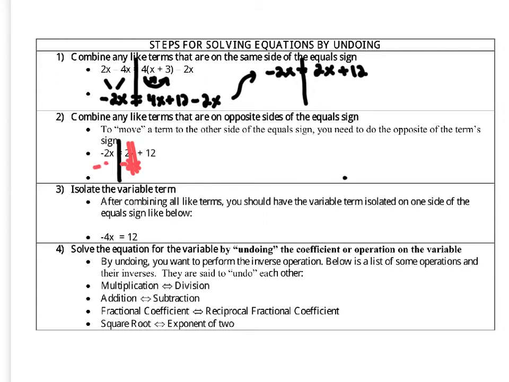Well, as long as I do that to the other side, I've created balance, and I can move that over to combine it. So now, when I combine the left side, I have negative 2 minus 2, and that's simply negative 4. So we have negative 4x equals 12, and now all of the like terms have been combined. We will now go to step 3. Step 3 asks us to isolate the variable term, and in this case, notice negative 4x is isolated. It is all by itself, so step 3 is kind of already done.